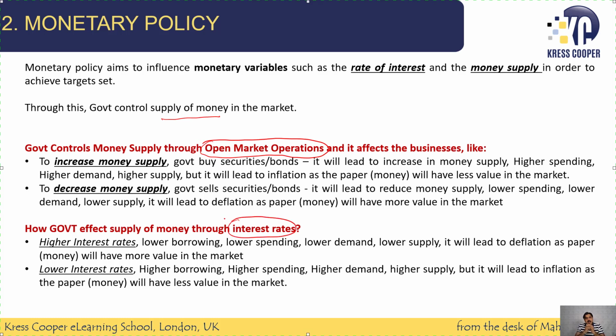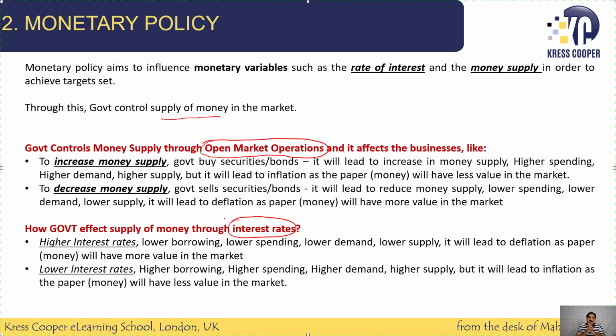Open market operations. Through the open market operations, government is buying securities or selling securities in the market. If the government is buying securities from the market, it means government is throwing money in the market. Once money is in the market, it will lead to more purchasing power, more demand, more production, more employment. But the negative impact is when more money is in the market, the value of the piece of paper will come down, which will lead to inflation.